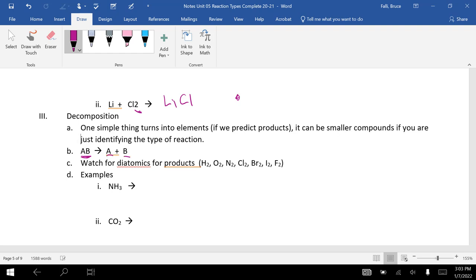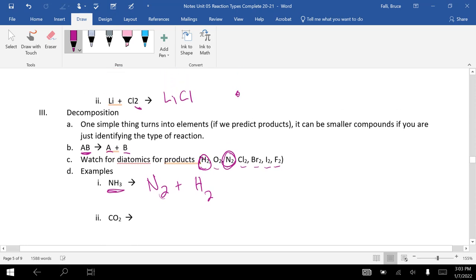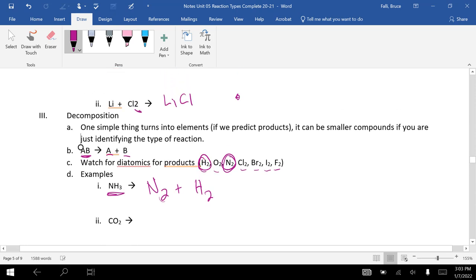Watch out for diatomics. HONClBrIF. Okay. One compound, split it apart, N plus H. Do these guys get twos? Yep. Cool, right? CO2, I'm going to split it up. Oh, let's see if I can wait and get back to it.